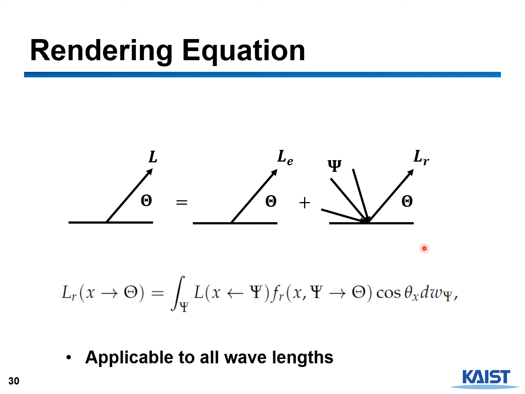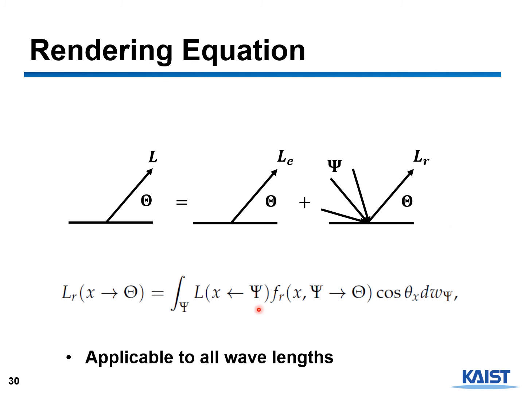If you look at the reflected radiance here, L sub r in the direction of theta from x, then we need to think about the incoming ray. There could be any possible incoming ray direction, so we need to consider all possible incoming directions. So we need to integrate over this psi, defined over the hemisphere.